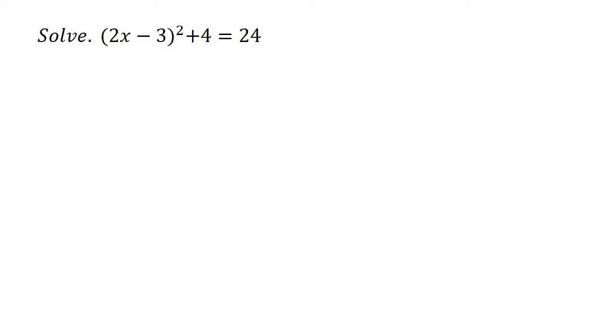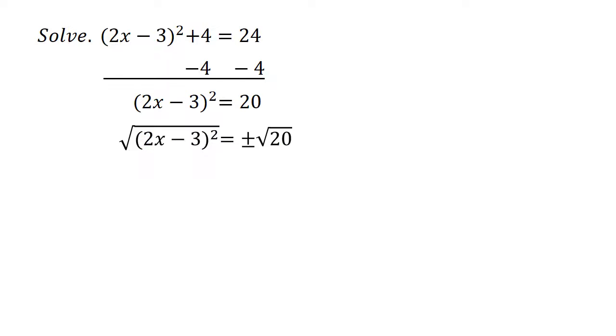Now let's look at this one. So the first thing I need to do is isolate that root. So I need to get rid of that 4. So I'm going to subtract 4 from both sides. Then to get rid of the square, again, I'm going to square root.